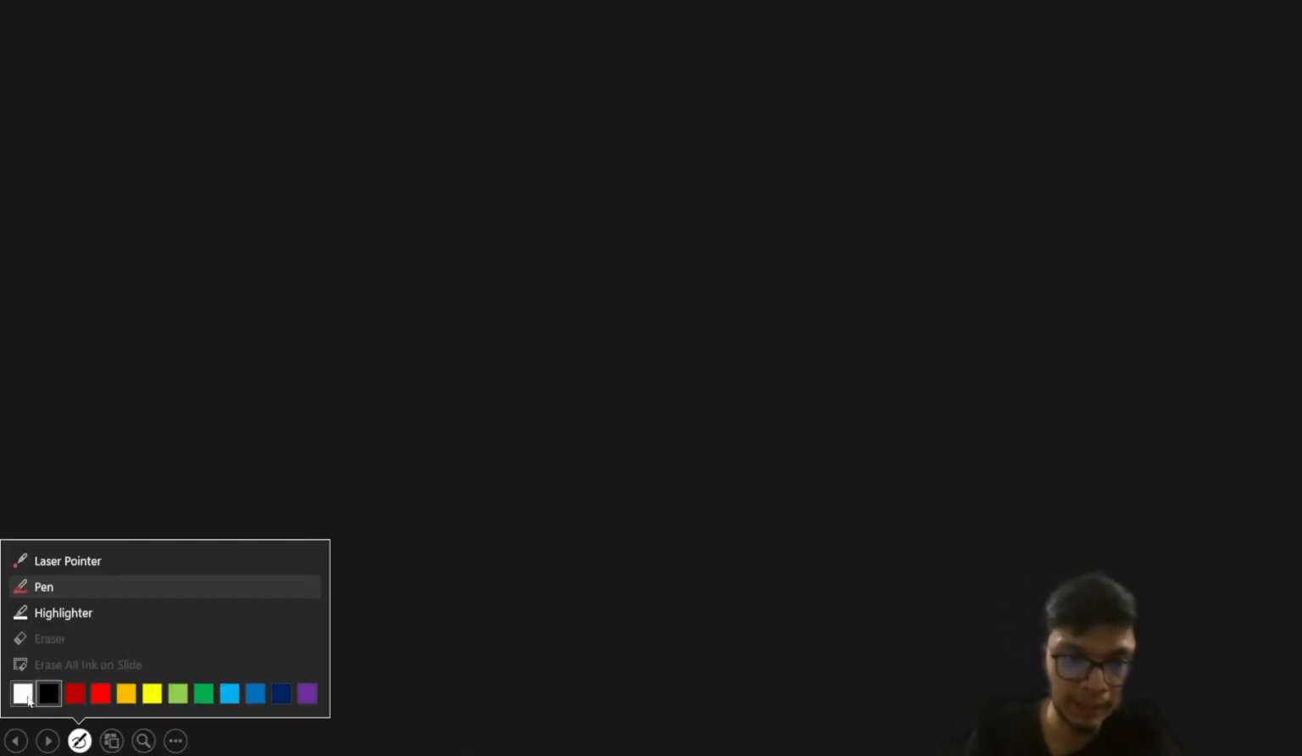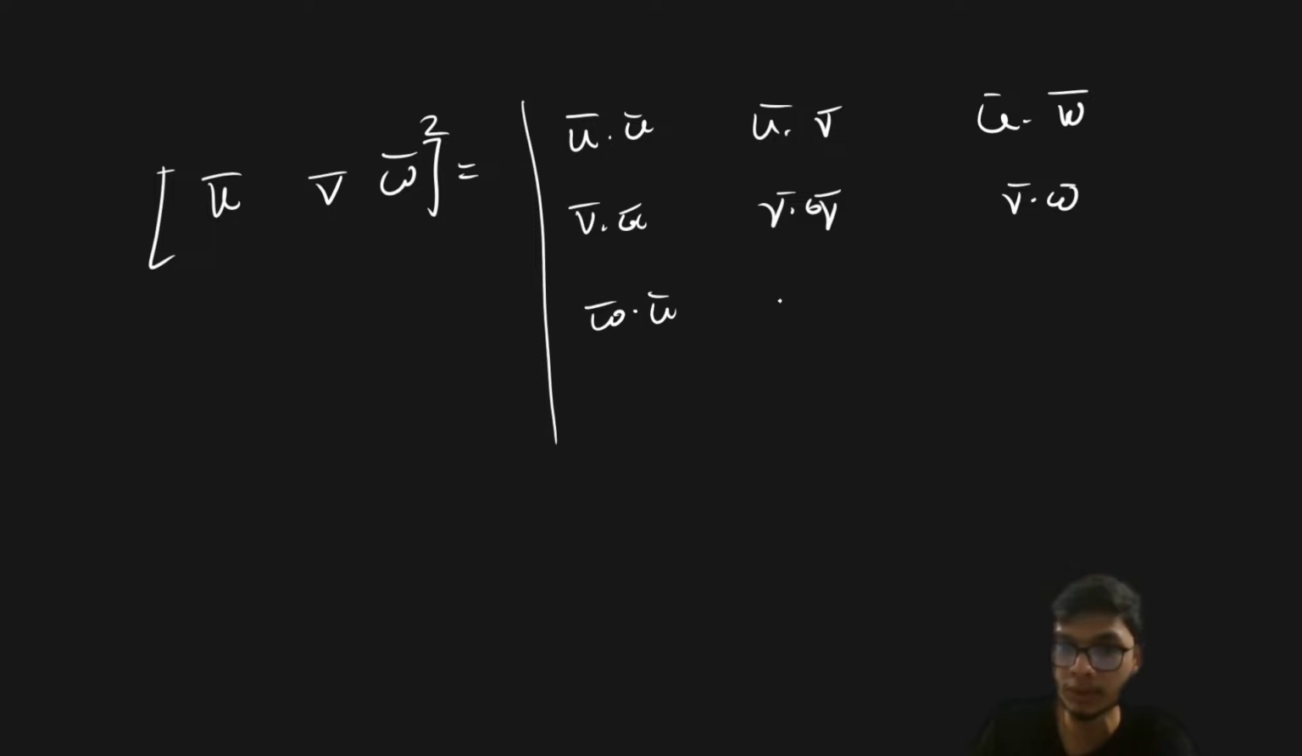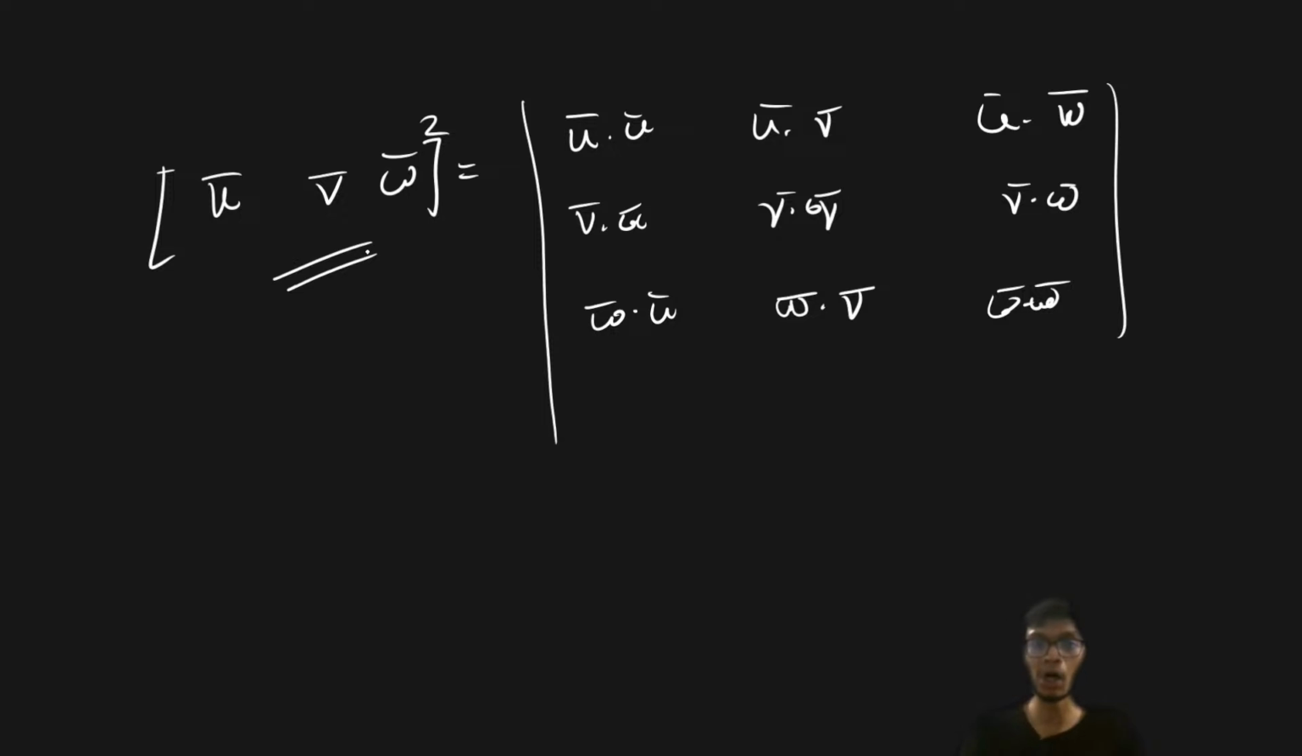What you can do over here is, I hope you know this property, that if you square it, the result is basically the determinant with rows u dot u, u dot v, u dot w; v dot u, v dot v, and v dot w; and w dot u, w dot v, and w dot w. So if you know these results, then from here also you can find out the volume of the parallelepiped, right? Now how will you know this result?